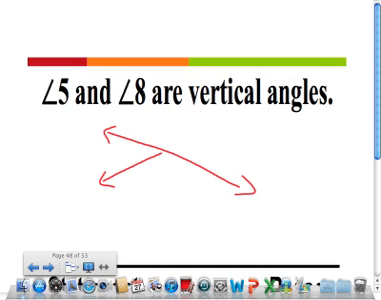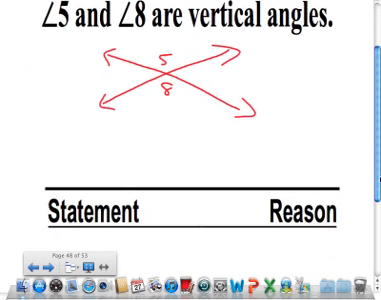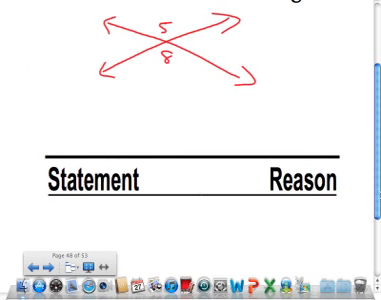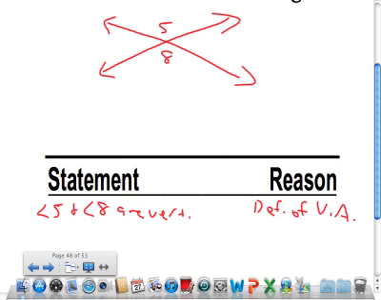Two lines that intersect, and then angles on opposite sides. So I can call this guy 5 and this guy 8. All right, and so the statement is just going to be exactly what we just saw. Angle 5 and angle 8 are vertical. And I know that because of the definition of vertical angles. Okay?